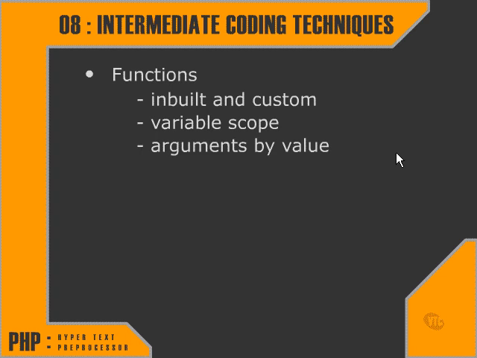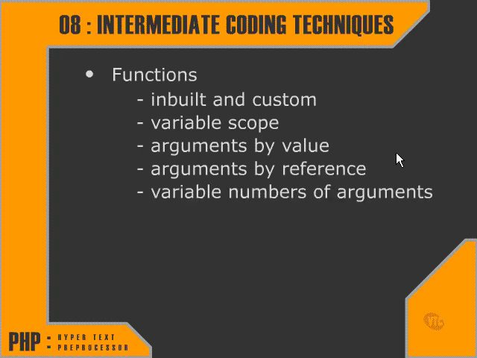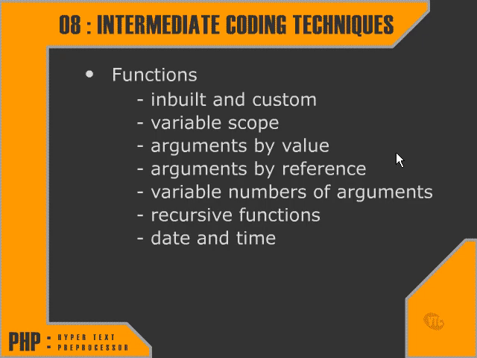We're also going to be looking at variable scope in the context of functions and ways to pass arguments either by value or by reference to our functions. We're also going to be looking at variable numbers of arguments and the kind of functions that can deal with such a procedure. And we're going to be writing recursive functions which can actually call themselves. We're also going to look at date and time functions.